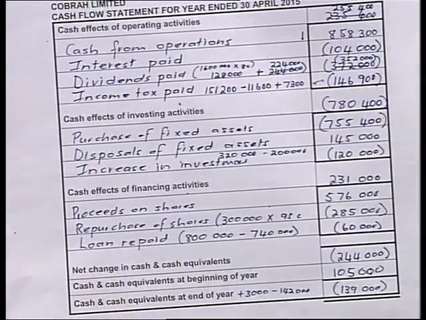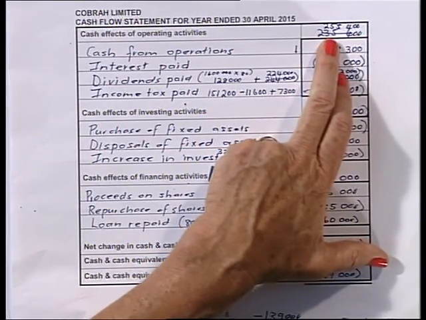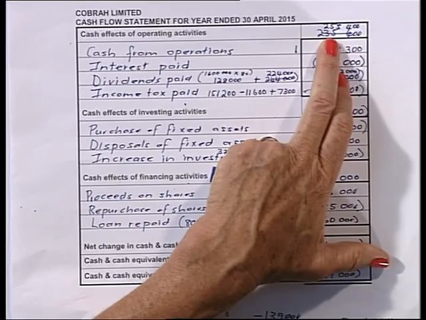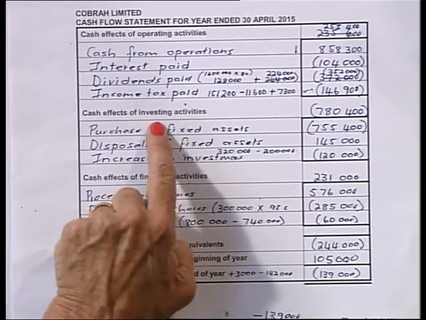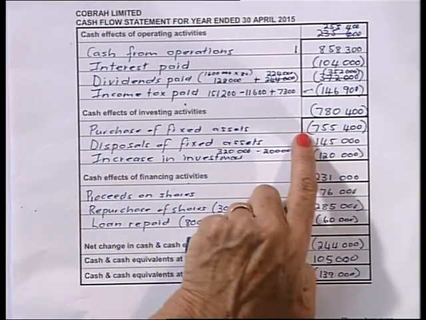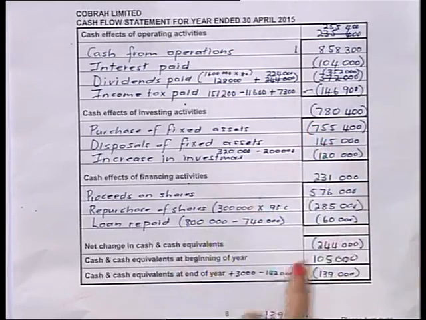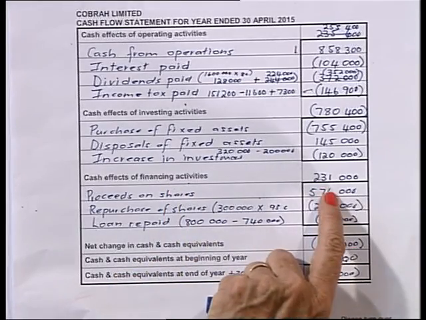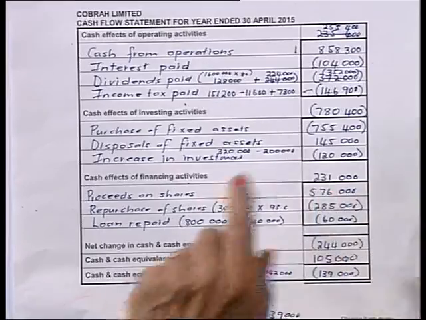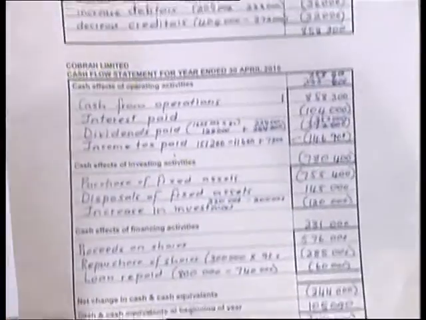Now we've completed the whole cash flow statement. So we say from our operation, we got a cash inflow of 2,554,400. I take this. From our investing activities, there was an outflow, so my cash decreased, minus 780,400. From our financing activities, we got an inflow of plus 231,000. And when we do that, we come to our answer, to our net change in cash.